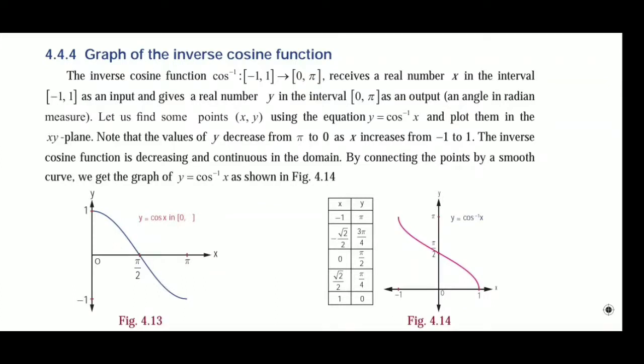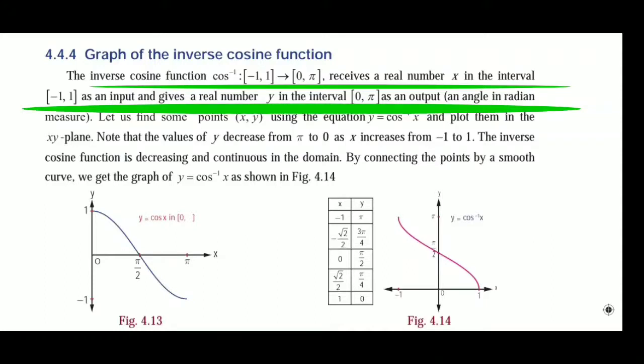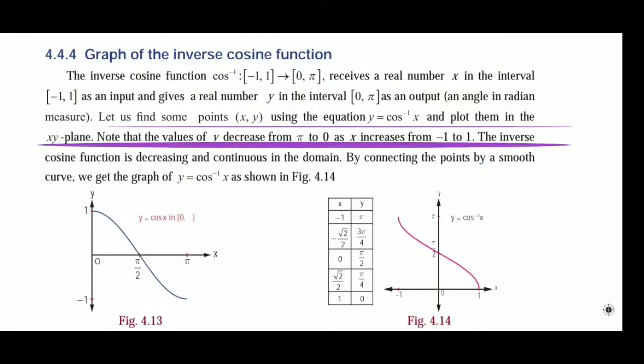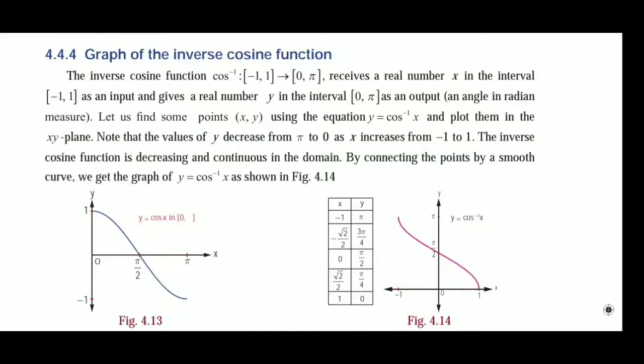The inverse cosine function cos inverse from closed interval [-1, 1] to closed interval [0, pi] receives a real number x in the interval [-1, 1] as an input and gives a real number y in the interval [0, pi] as an output. Let us find some points (x, y) using the equation y equal to cos inverse x and plot them in the xy plane. Note that the values of y decrease from pi to 0 as x increases from -1 to 1. The inverse cosine function is decreasing and continuous in the domain.